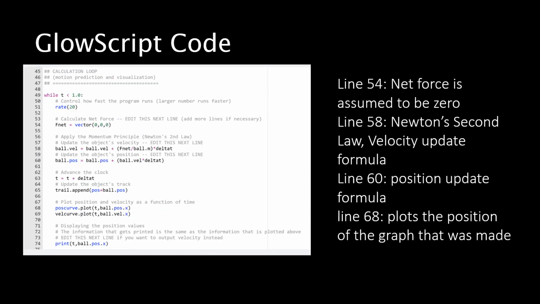Line 54 shows that the net force is assumed to be 0. Line 58 is Newton's second law and the velocity update formula. Line 60 is a position update formula, and line 68 plots the position of the graph that was made. The assumptions were that there was no net force acting on the ball, which would lead the ball to move at constant velocity.